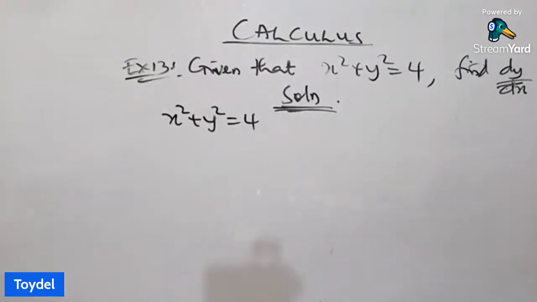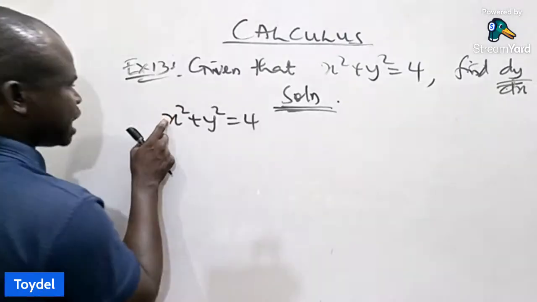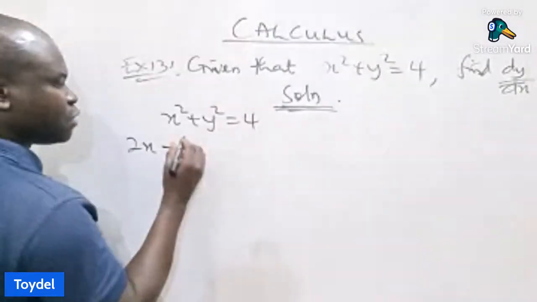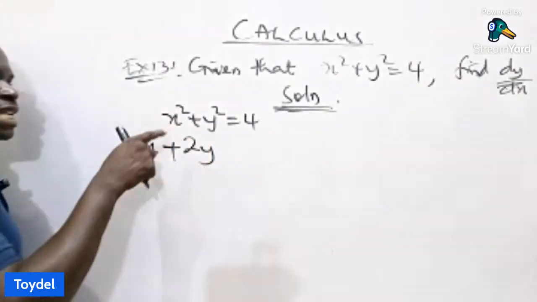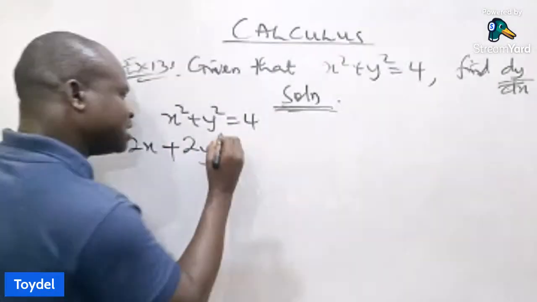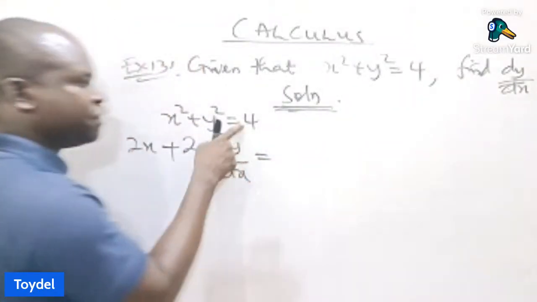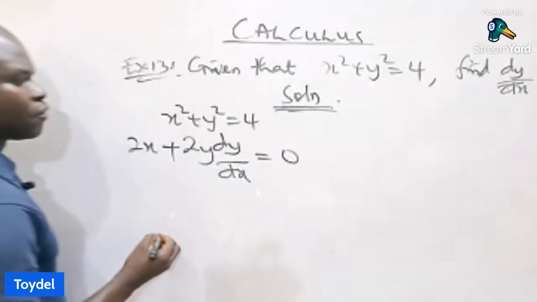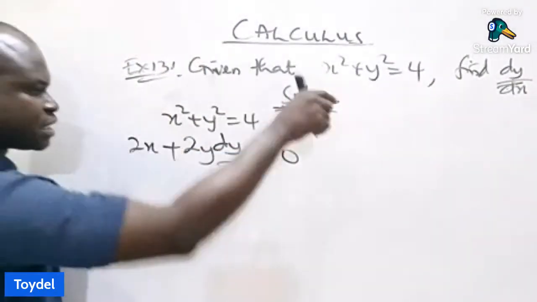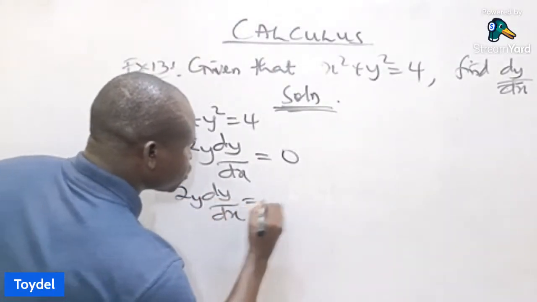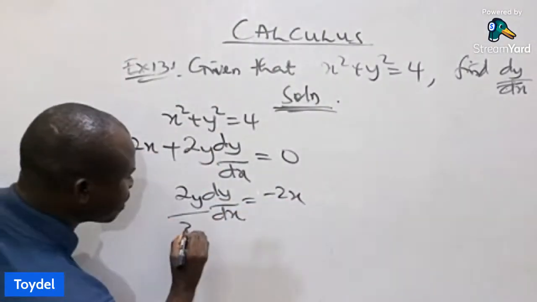You can have this type of question. This is what we're going to do. If we differentiate x squared, we're going to have 2x. If we differentiate y squared, we are going to have 2y, but because y is the dependent variable, we are going to add dy dx. Whenever you differentiate y, you add dy dx with it. It's equal to, if you differentiate a constant, it is 0. Then I can move this to the other side so that I will have 2y dy dx equal to minus 2x.